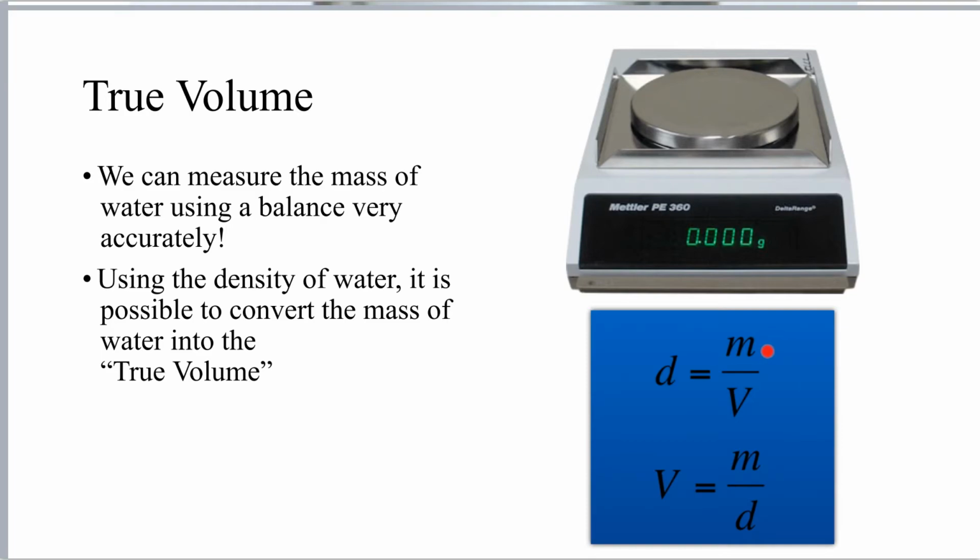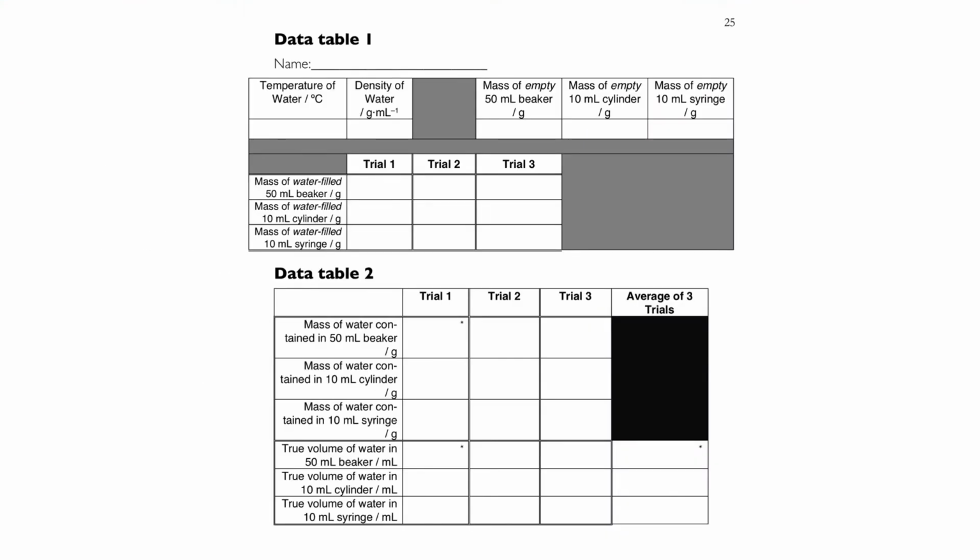And so when we use the true mass and the true density, we can find the true volume, and we can compare it to the volume we get by reading the side of the scale. So this is the data sheet that you'll fill out. The top part is really sort of what you measure directly, and the bottom part is what you calculate.